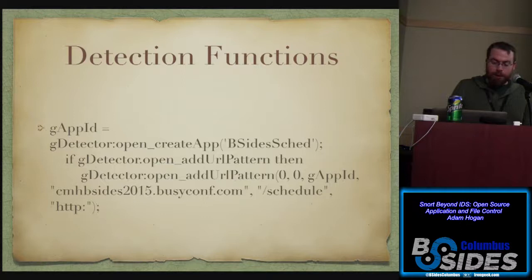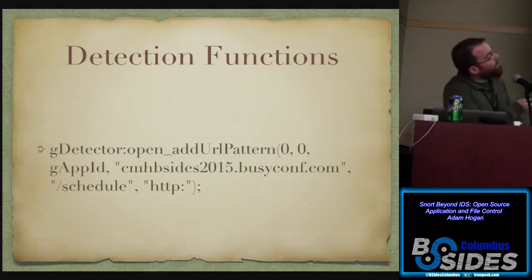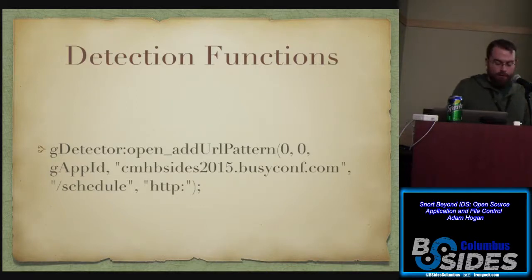That's all I had to change, and then I actually added a second line. Again, it's the same real function we had before. I just added a second one to say there's actually another URL we might consider BSides, because we had a different site there for the schedule. So I'll put a different one in for the BSides schedule and say, okay, if it's this URL on busyconf.com, then I'll pick that up as well.